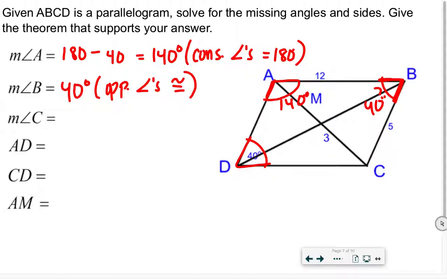And then finally, Aaron, I know you weren't here yesterday, but we'll see how you do with this. Angle C, Aaron, which angle is opposite of angle C? Angle A, so then how big is angle C? Exactly. Plus, it's consecutive with the ones next to it, D and B, so you could have taken 180 minus 40. But I'm going to use the fact that opposite angles are congruent here to prove that it's 140.